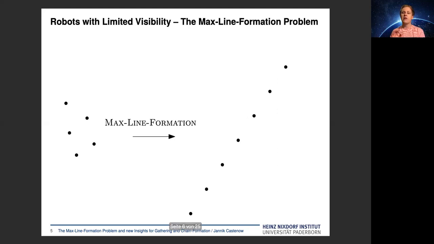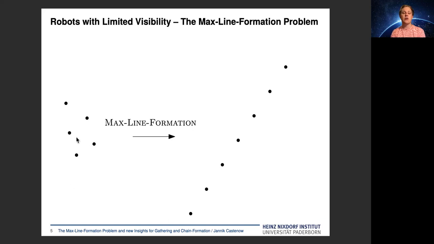In this work, we study the max line formation problem, which is inspired by the max chain formation problem, but the difference is that we don't have a chain. So we have a swarm of robots, and we want to arrange the robots on a straight line of length n-1. But here we have classical visibility models.